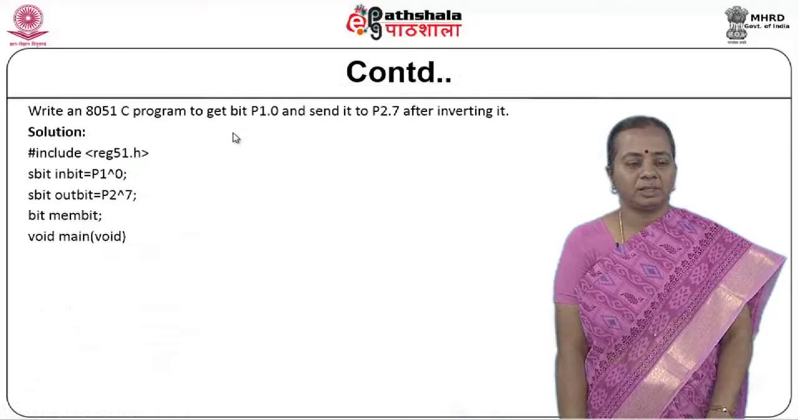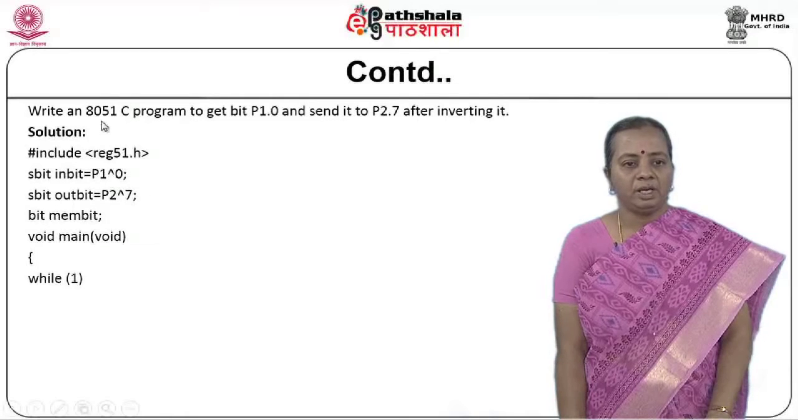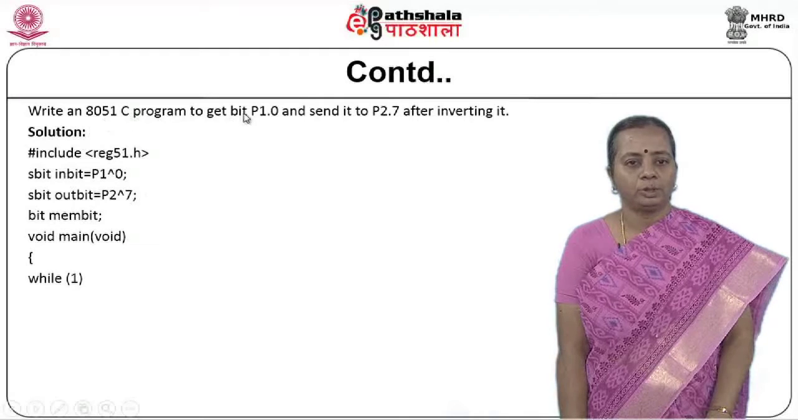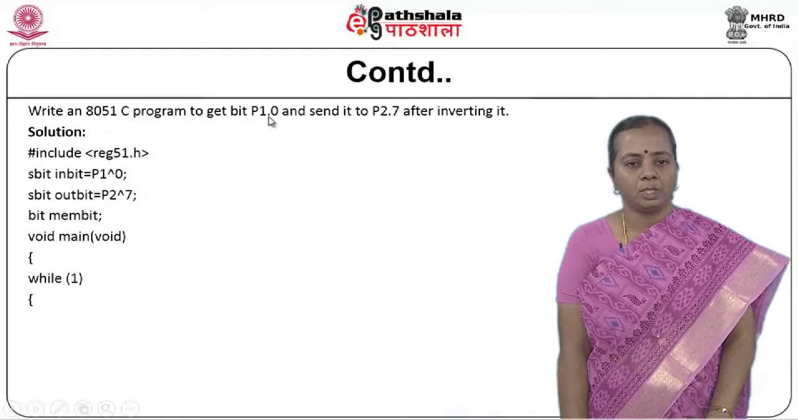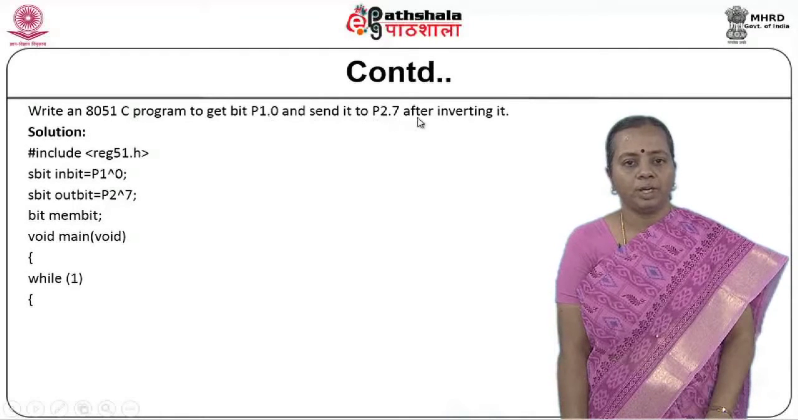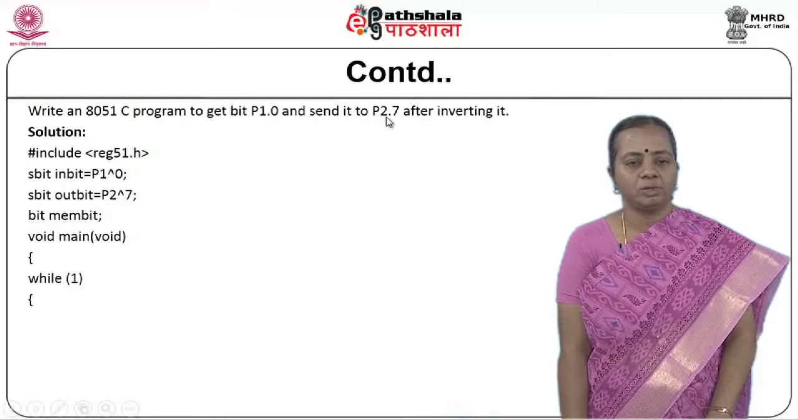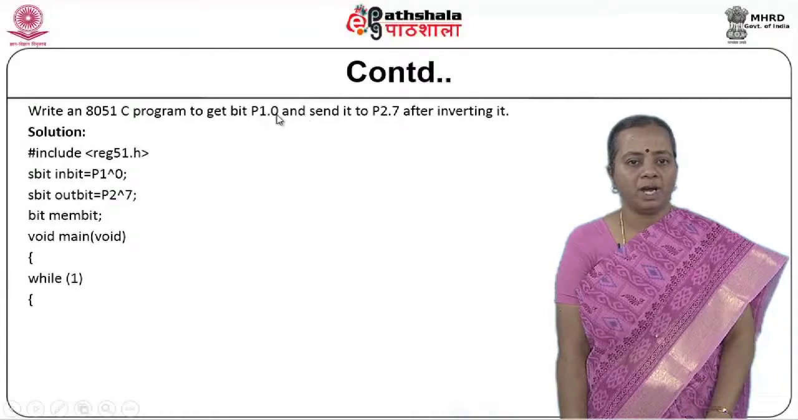Now, this is another example: an 8051 C program to get a bit from P1.0 and send it to P2.7 after inverting it. So, we will be reading data from P1.0 and this is inverted and will be sent to port 2 and 7th pin. This is port 1 and 0th pin. So, we will be reading a data from here, inverting it, and sending it to this one.